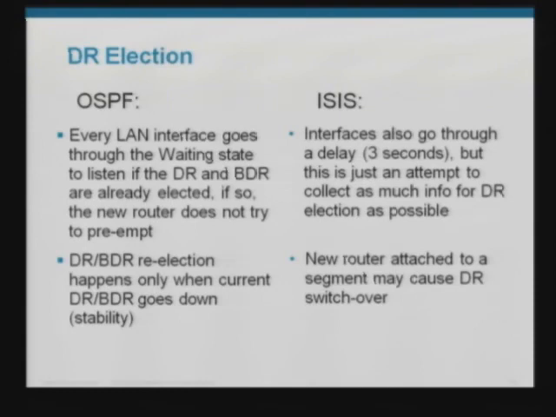Like I said in the previous slide, the re-election happens only when the current DR or BDR goes down, and that's added for stability. In the ISIS case, since it happens so quickly, we don't really see a problem. A new router attached to the segment can cause a switchover, but if we implement that hack, that as soon as you become the DR you bump up the priority, that can be eliminated in ISIS.